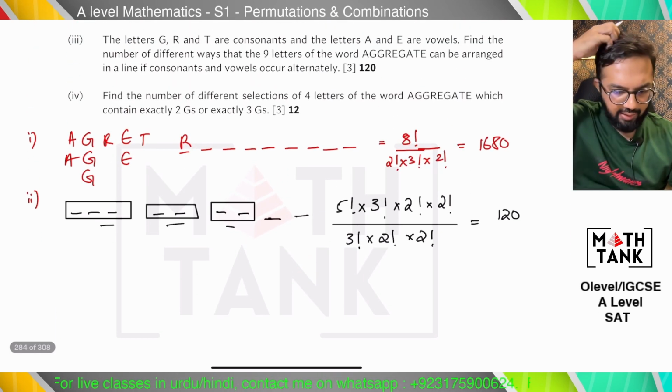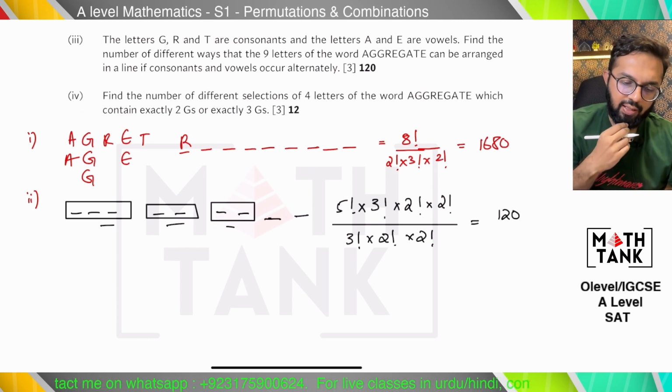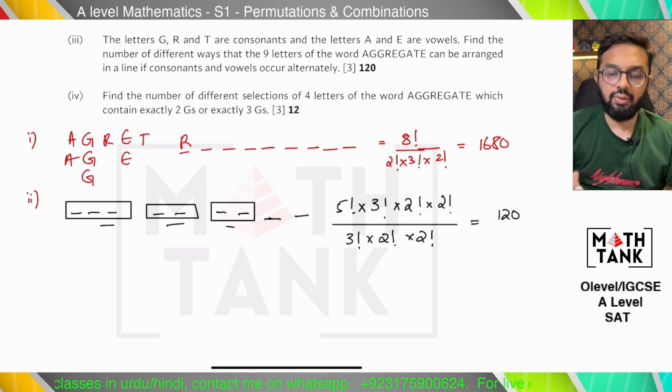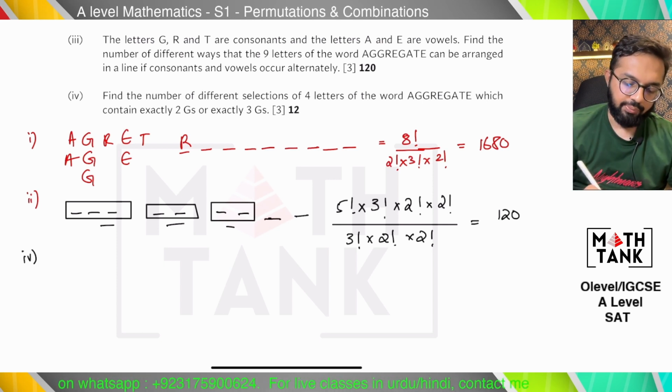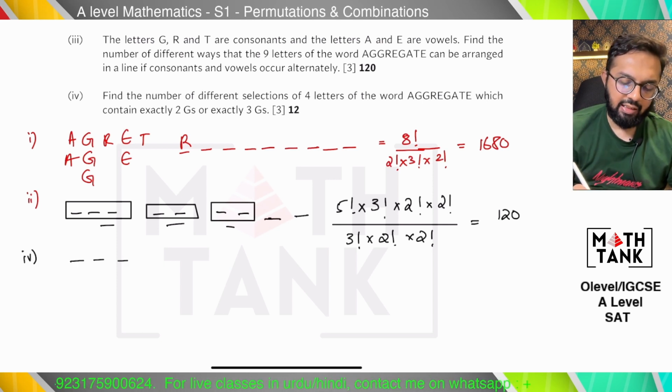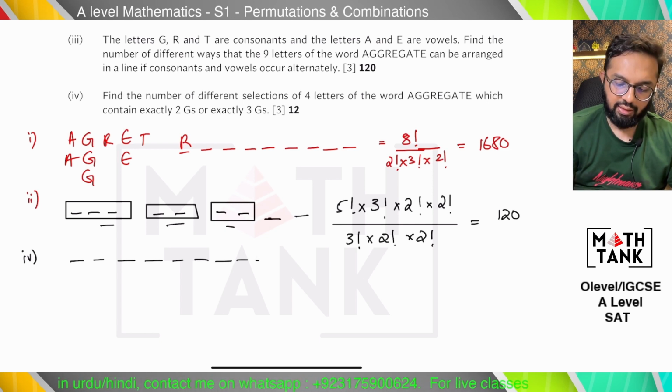Okay. Then let's look at the third part. It says the letters G, R, T are consonants and the letters A and E are vowels. Find the number of different ways that the 9 letters of the word aggregate can be arranged in a line if consonants and vowels occur alternately. Okay, so there are 9 dashes.